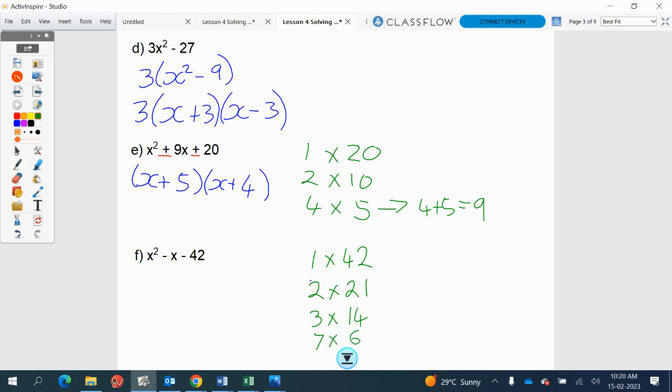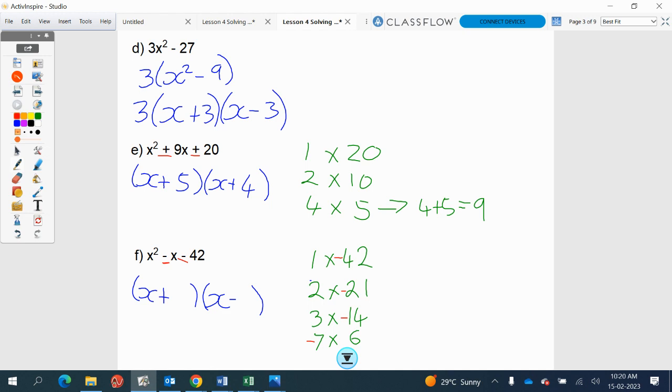So now we look at the signs of the different expressions. This sign here is negative, which means both the signs inside the bracket are different. So when it's a positive there, both the signs inside the bracket are positive. When it's a negative there, both the signs inside the brackets are different. So that gives us x plus something, x minus something. So now we look at this sign here. If this sign here is negative, then the bigger of the two numbers is the one that's going to be the negative.